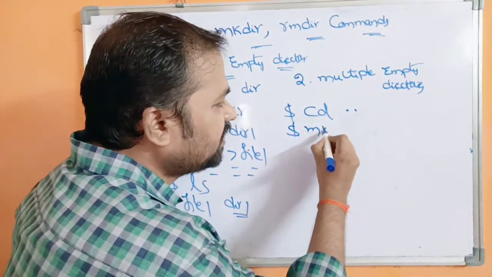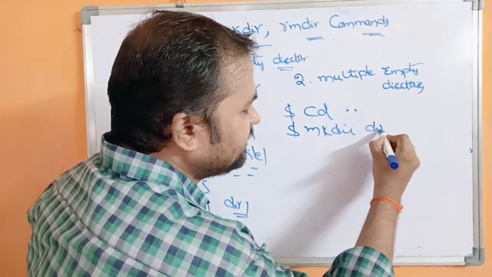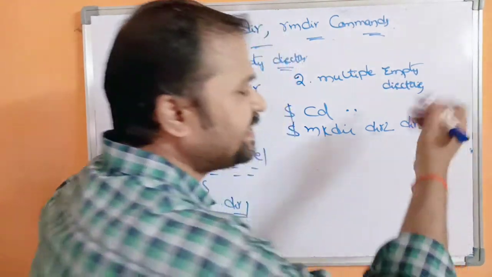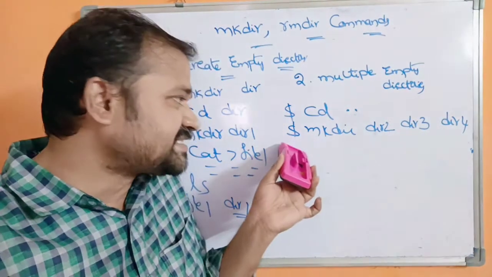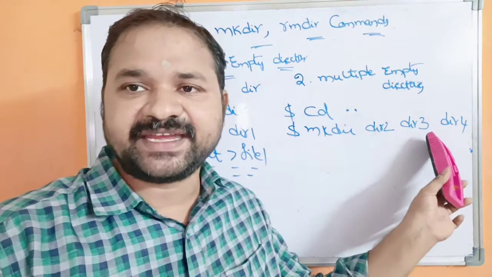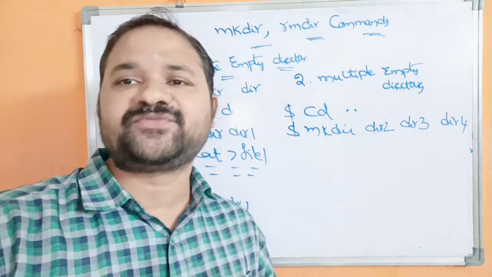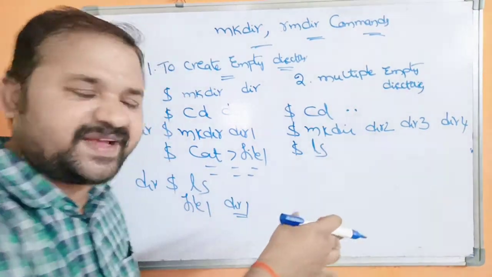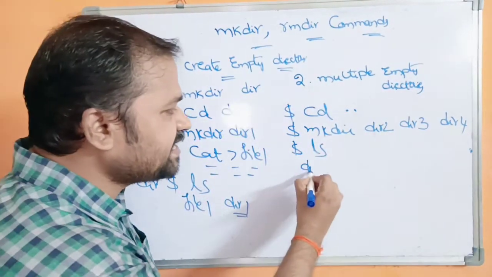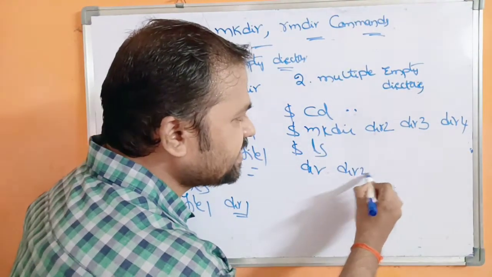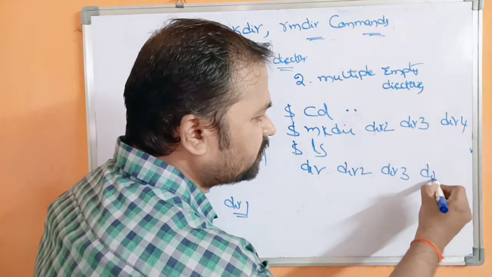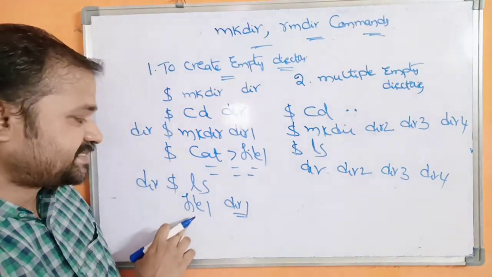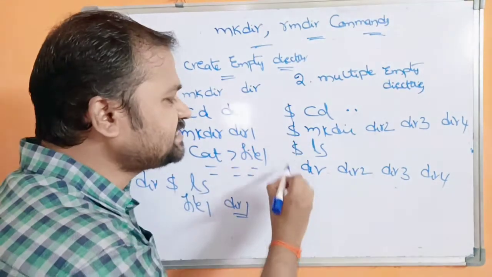So let us create n number of directories. Let the second directory name be dir2. Let the third directory name be dir3. Let the next directory name be dir4. Now three directories will get created: dir2, dir3, dir4. If you run ls now, what will happen? Here we have a directory called dir, and the other directories are dir2, dir3, dir4. So these four are present in the directory. Again, dir contains two items, file1 and dir1. This is the second advantage.